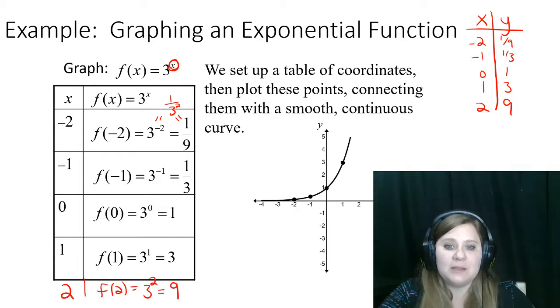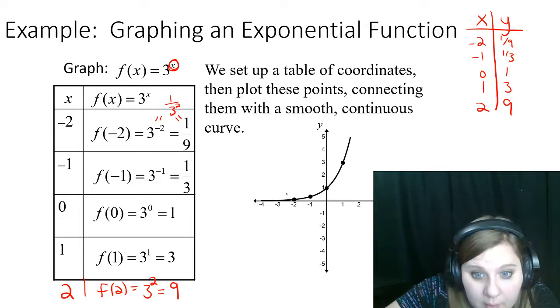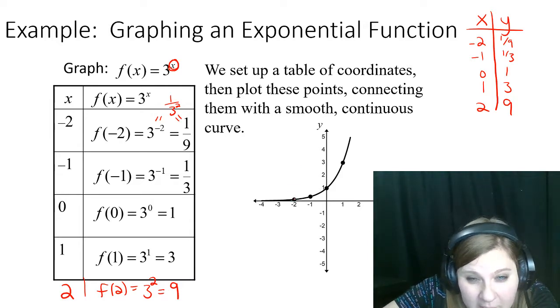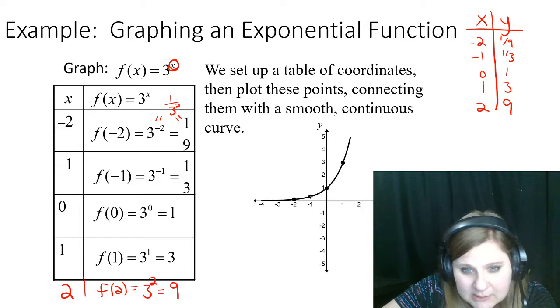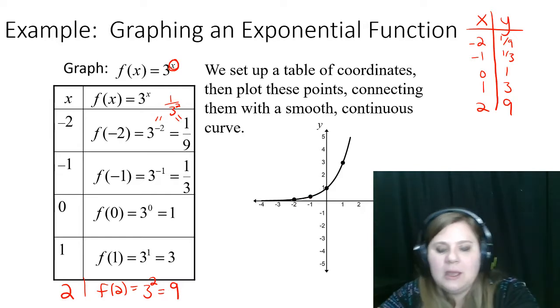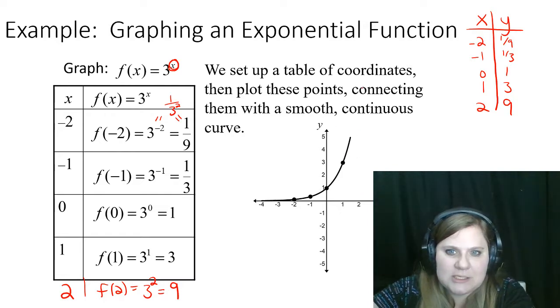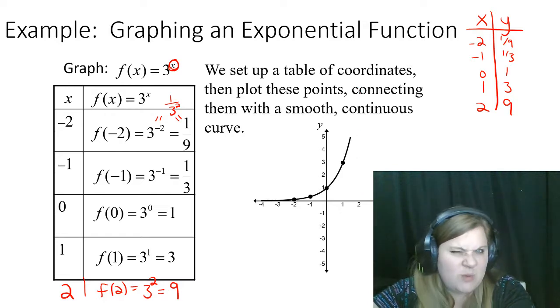But once you plot those points, okay, you'll notice that 1/9 is really close to 0, but you do want to make sure that's above it, and 1/3 is slightly less than half. Okay, once you plot those points, and again, you'll notice here they didn't plot 2, 9 just because they didn't want to graph all the way up here.